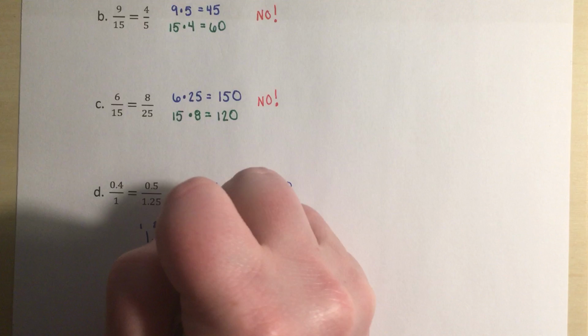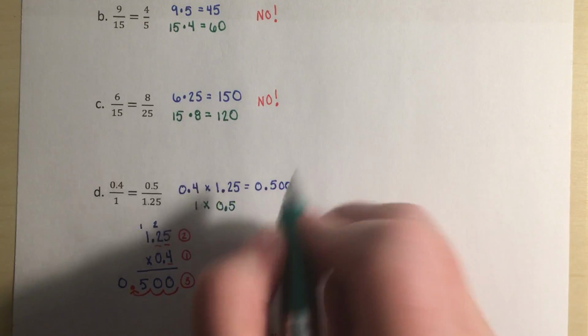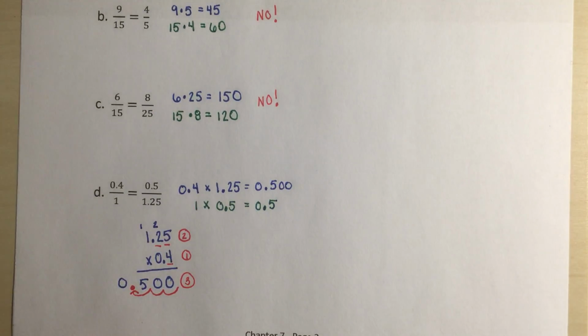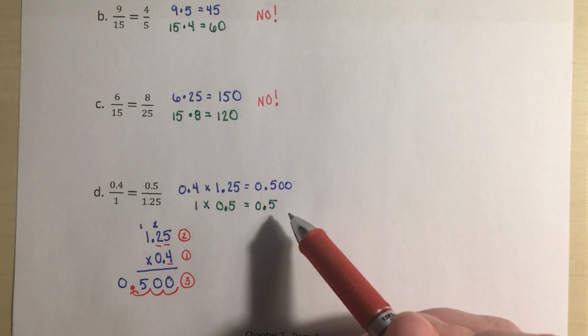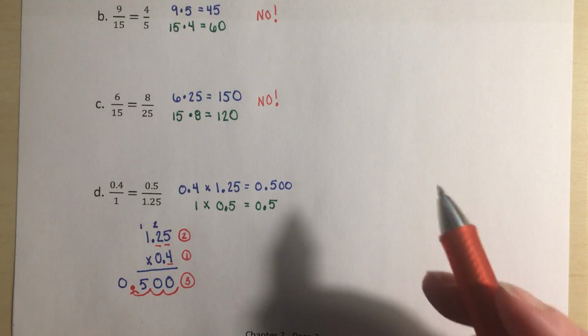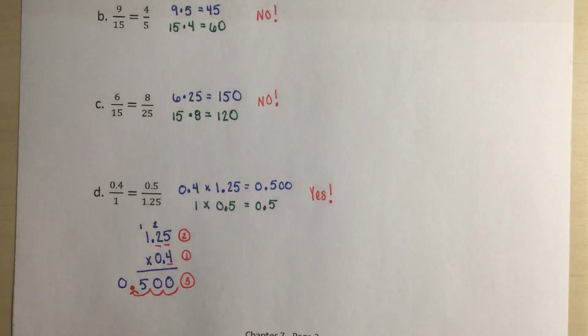Now we're going to multiply 1 times 0.5. Well, 1 times 0.5 is just 0.5. Now, if we compare these two decimals, notice that we have the same exact thing, with the exception that our first decimal has a couple more zeros than this one does, but those zeros don't make any difference. 0.500 is the same as 0.5, so we're going to say yes, these ratios are equivalent. This is something that is proportional.